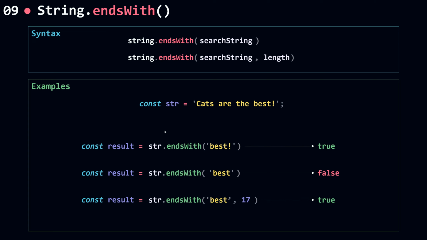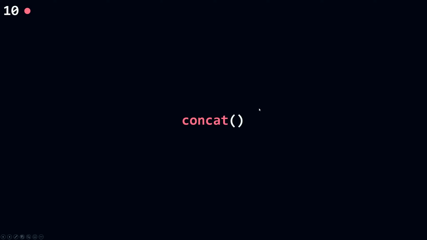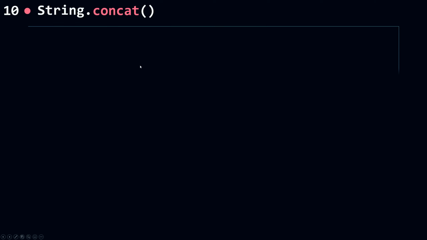Now let's move on to the next method. And now let's talk about concat. So concat is used to concatenate strings. It's like doing addition in numbers, but now we can do addition in strings. The syntax is simple. You call concat on a string and then pass in another string as argument. Now concat will concatenate string 2 to string 1 and returns a new string. So it doesn't modify either of these two strings.